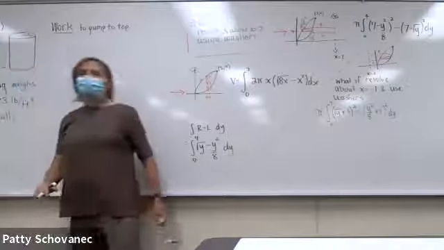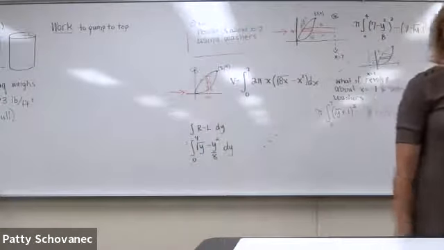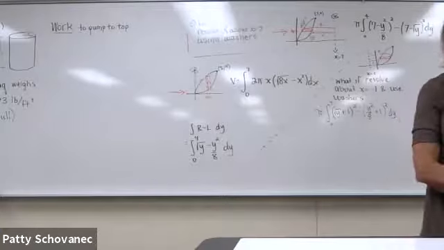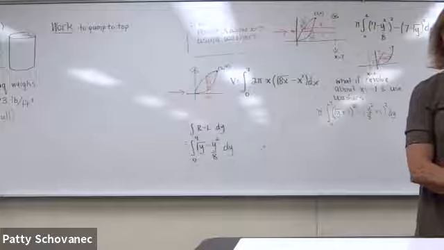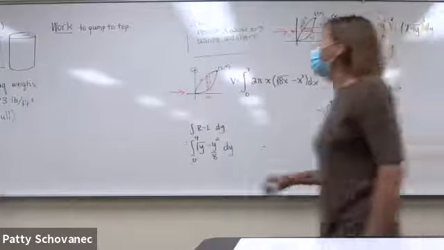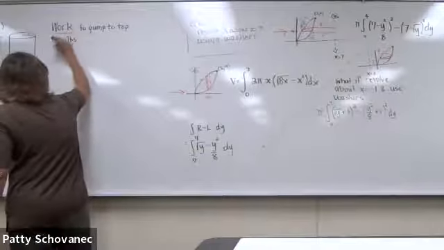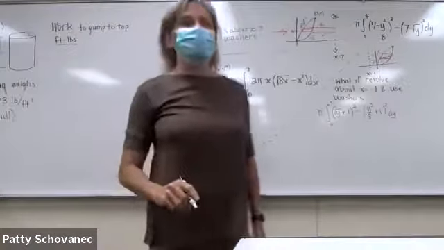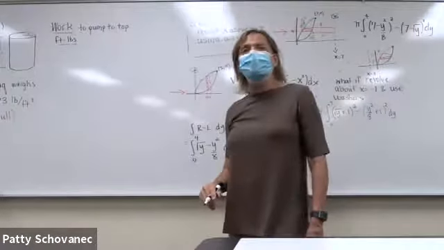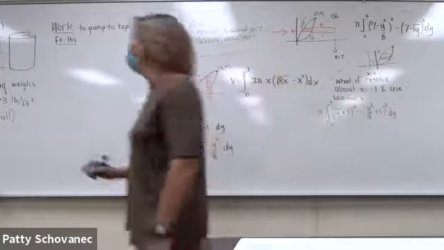So if I'm in pounds per cubic feet, pounds and feet here, what are the units on work? Foot pounds, right? We want our answer to be in foot pounds. So we need to compute a force in pounds and a distance in feet. The product of force times distance gives us work.